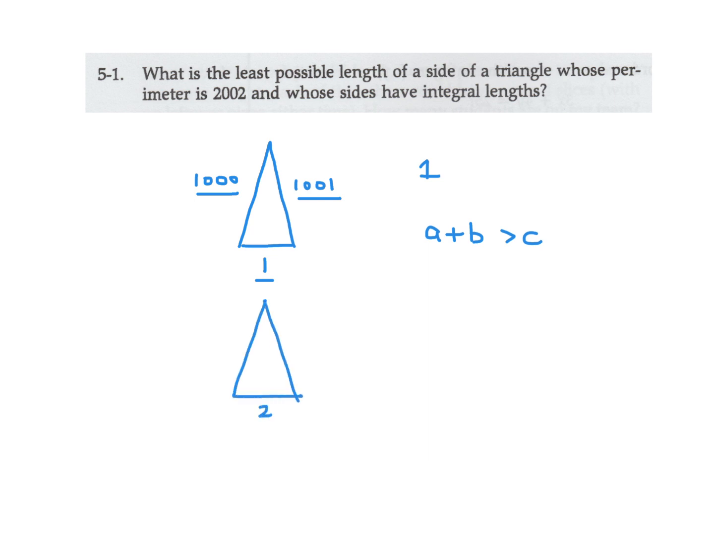Let's try 2. If 2 is the length of one side, then the other two sides could be 1000 and 1000. And that's just a standard isosceles triangle, and that definitely passes the triangle inequality. So with a little bit of experimentation, you can say that the minimum length of one side is 2.